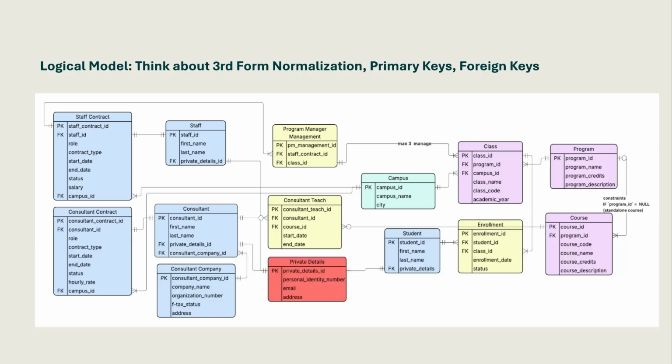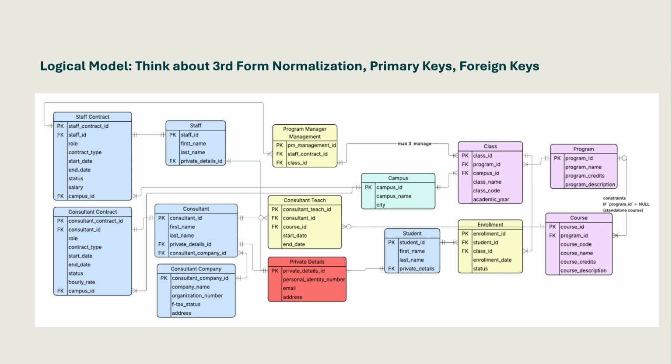And then here is my logical model. Each conceptual entity becomes a table with a clear responsibility. In the conceptual model, primary keys uniquely identify each record, and foreign keys define how tables are connected. For example, staff, students, and consultant are linked to private details using foreign keys, which ensures that personal information is stored once and reused consistently.